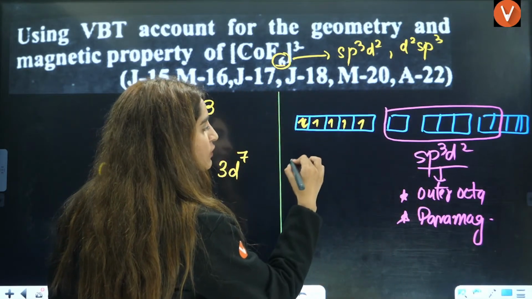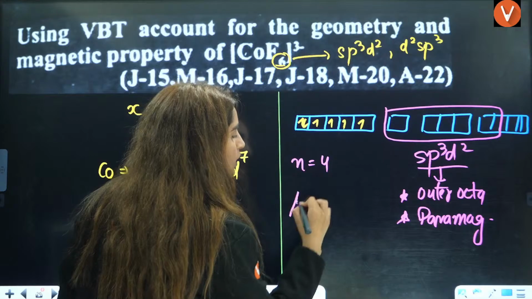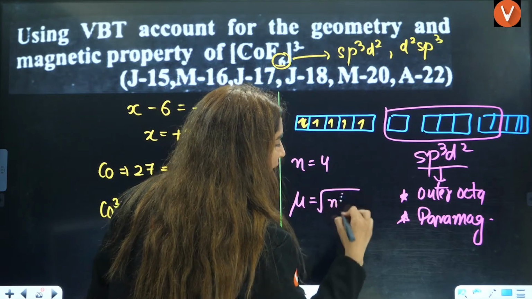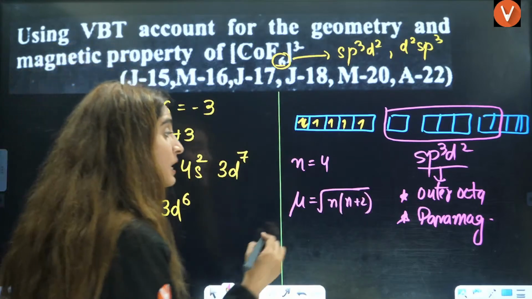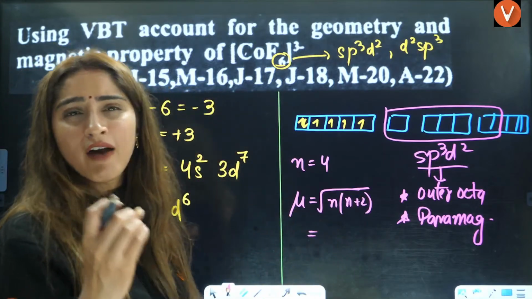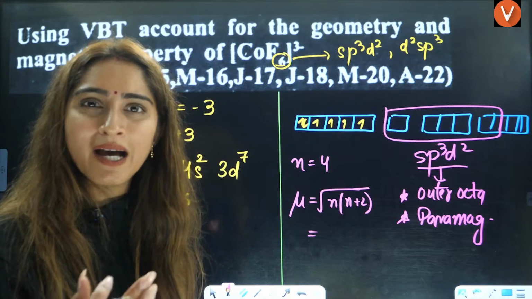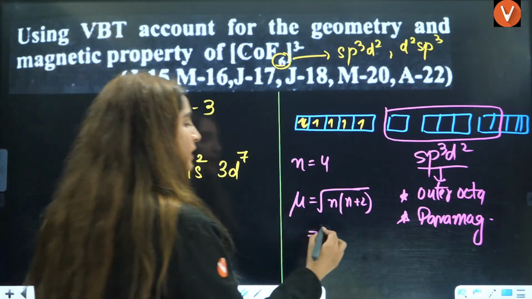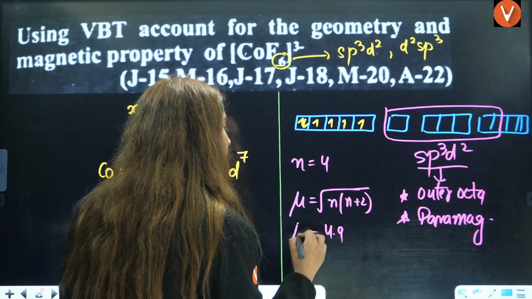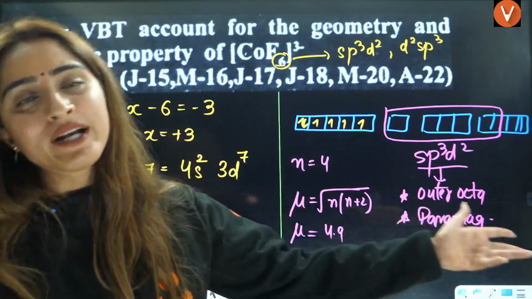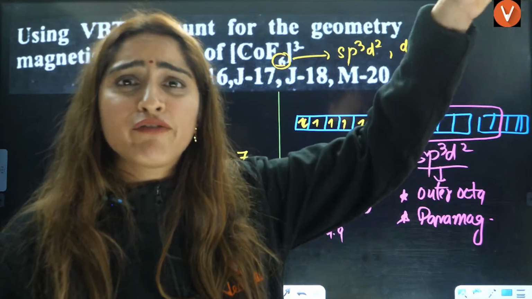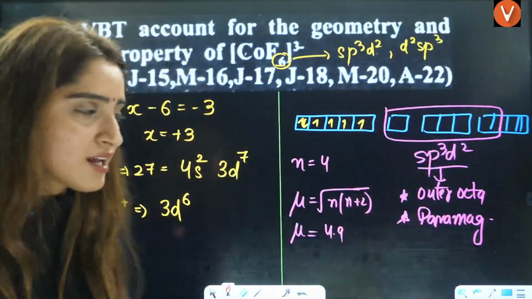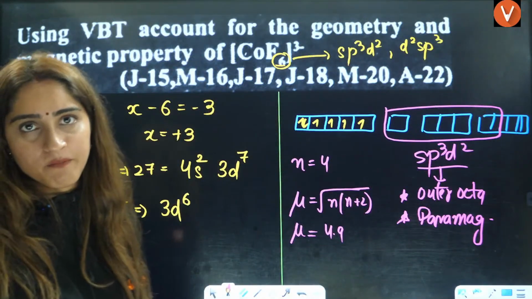Third is, if the number of unpaired electrons is 4, mu is going to be under root n into n plus 2 Bohr magneton, right? Okay. Here, you don't need to put the values and calculate the under root. Who will do that? Okay, no worries, just write 4.9. If it is 1, 1.73, 2.83, 3.87, 4.9, 5.92, just directly write it there, right? And you will get your answer.